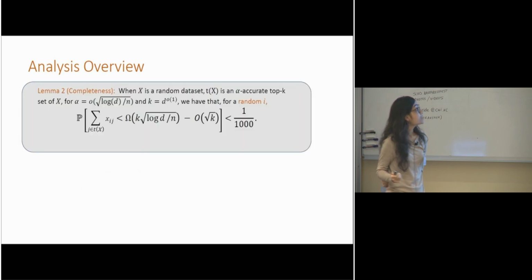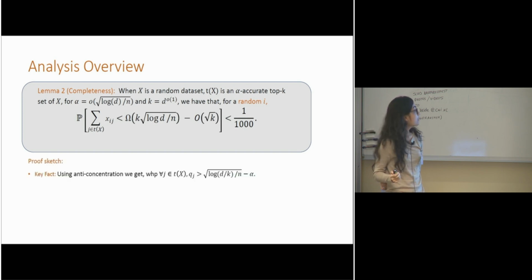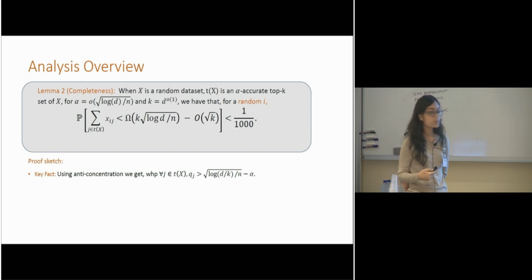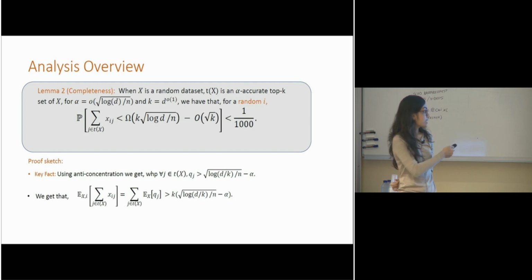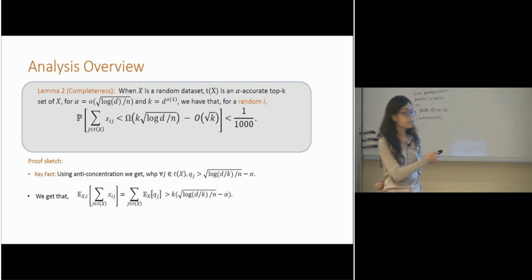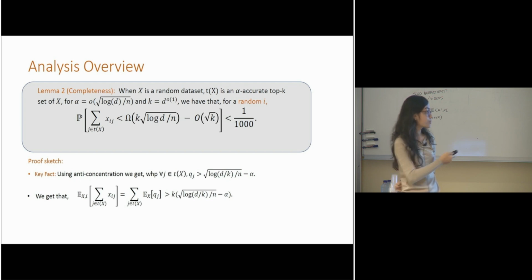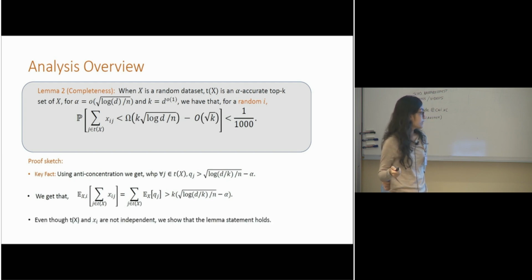So what happens in the case when Y is a random member of the data set? The mean of the top-k coordinates is highly biased. This is a key fact we use, and that's why this expectation is above the threshold of k square root of log d by n. And even though in this case X and T of X are not independent, we can show that it concentrates around the expectation.